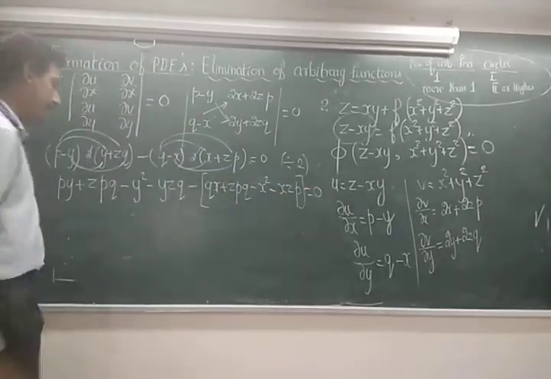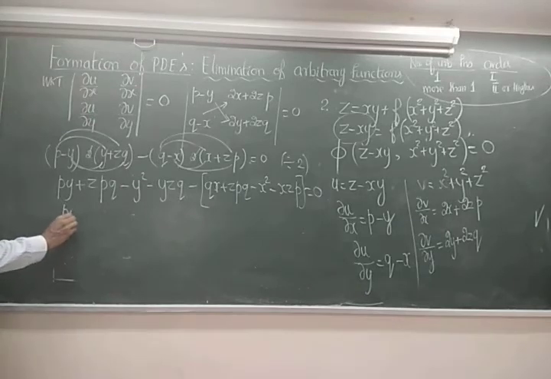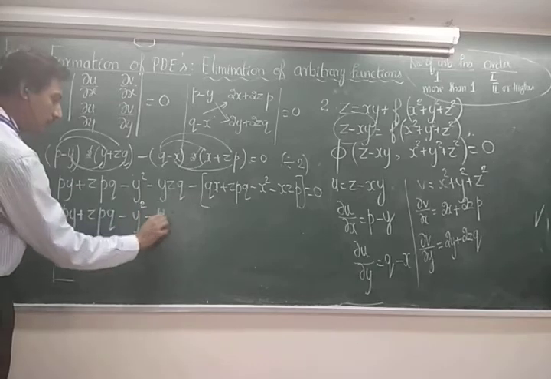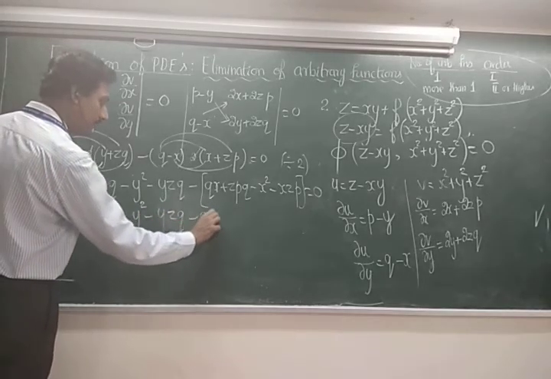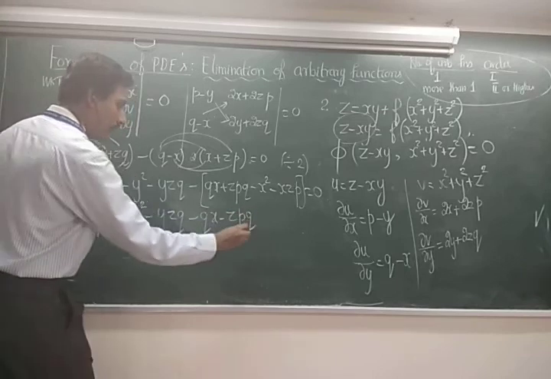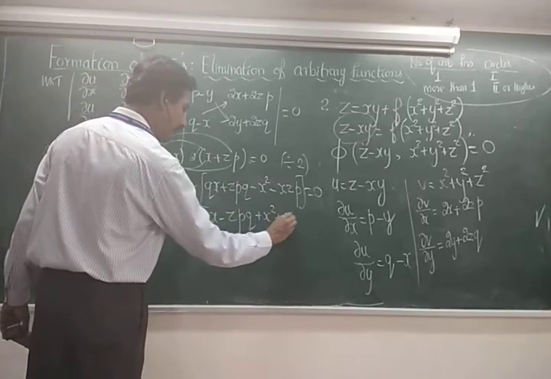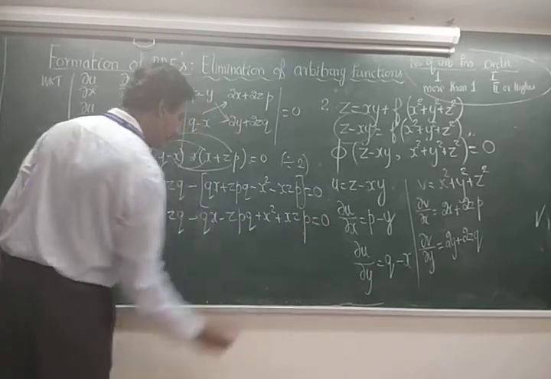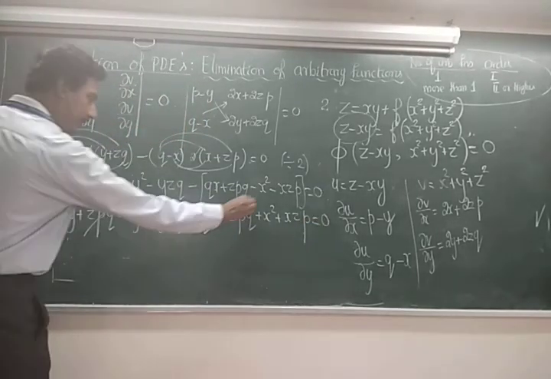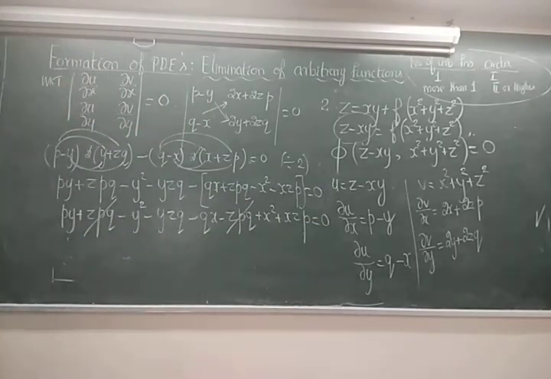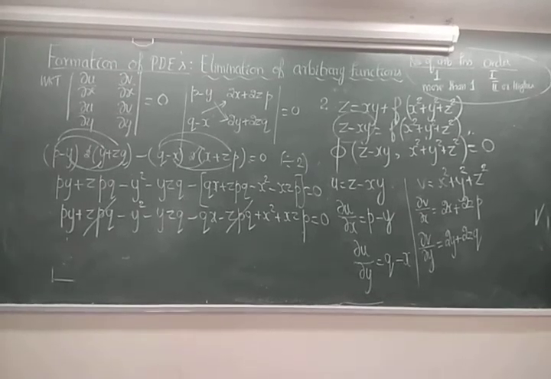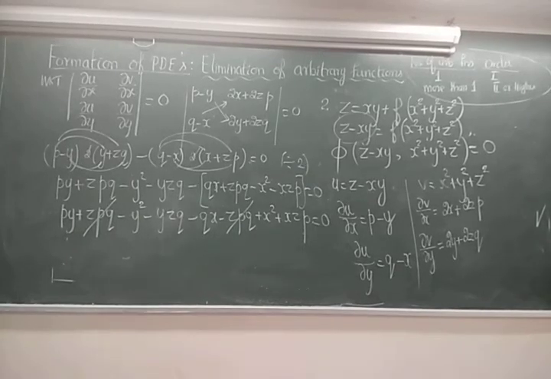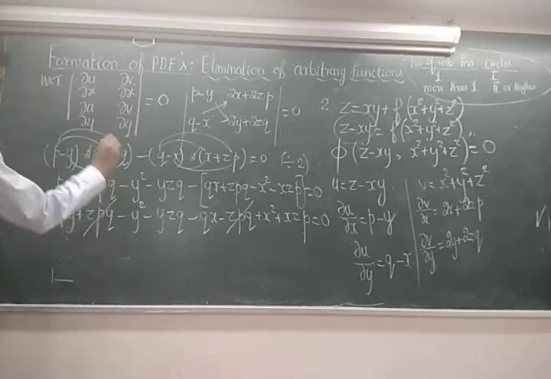At the beginning of the term we have a minus sign. So let us see that: py plus zpq minus y squared minus yzq minus qx minus zpq plus x squared plus xzp is equal to 0. Plus zpq minus zpq will cancel. Does any other term cancel apart from this one? Can you see? Yes, let us group the terms.